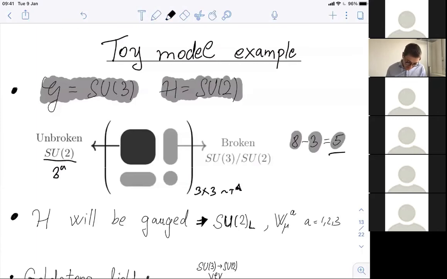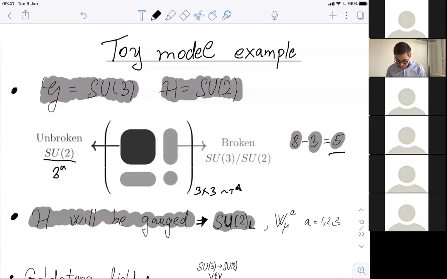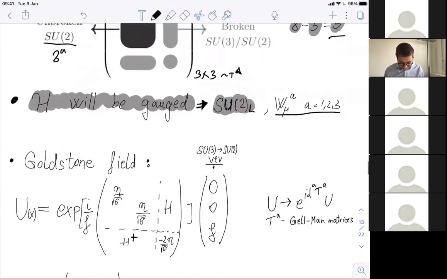Also, in this example, we will gauge the entire H. So H will be gauged. This will be SU(2) left. It's a toy model, so there is no hypercharge. So here we will have only W bosons. So we are doing composite Higgs because we are gauging the invariant subgroup, meaning that the condensate will not break gauge symmetry.